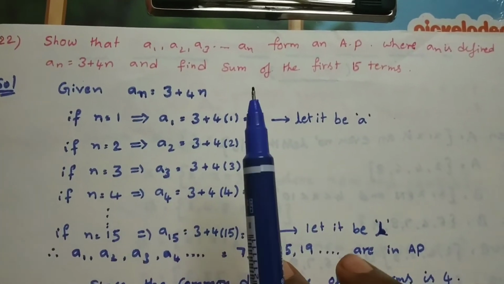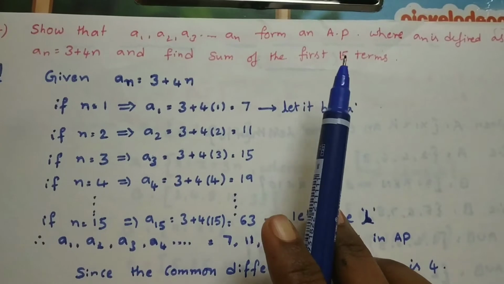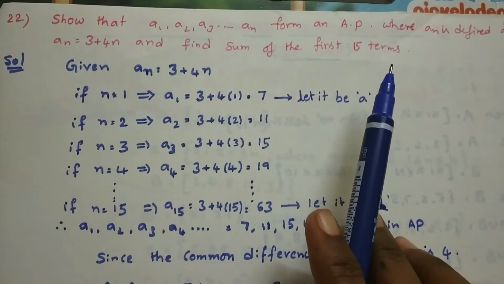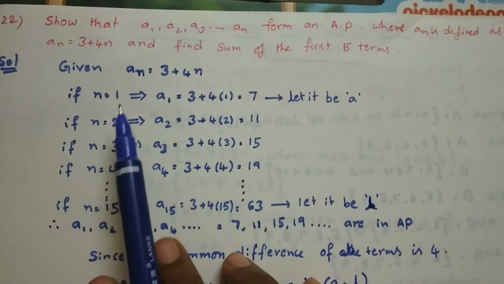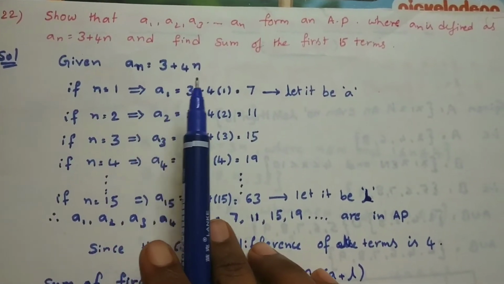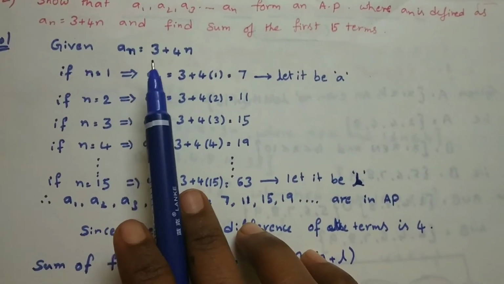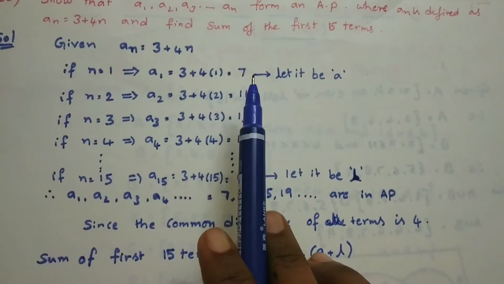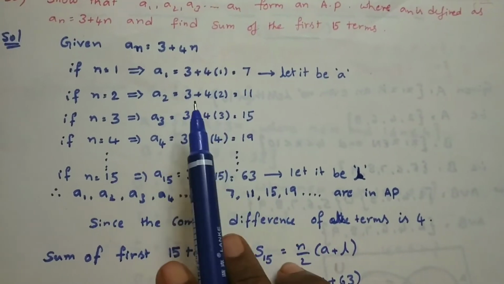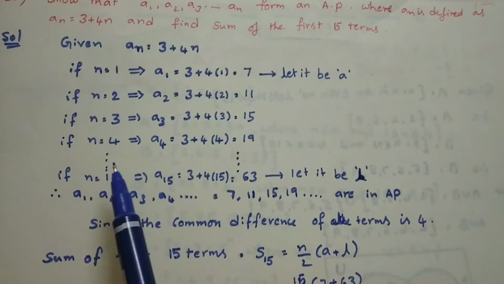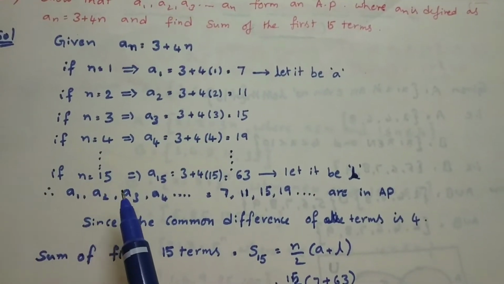Show that A1, A2 and so on, AN form an AP where AN is defined as AN is equal to 3 plus 4n, and find the sum of first 15 terms. First the given thing you should write, AN is equal to 3 plus 4n. From this one in place of n you substitute the values 1, 2 like that. Then you are going to get A1 is equal to 7, A2 is equal to 11, A3 is equal to 15 like this. And the last term n is equal to 15.